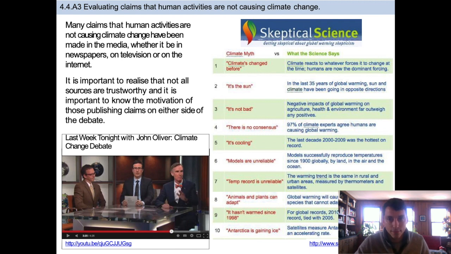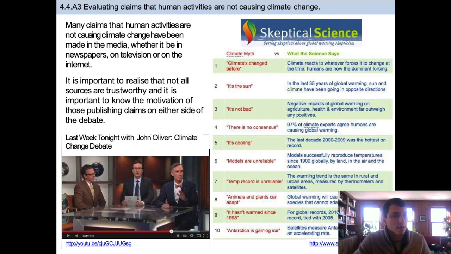Some people say it's not bad. Well, I think we can spend all day highlighting negative impacts of global warming for not just other species, but for ourselves as well, because it's going to impact agriculture, which is how we get our food. Some people say, well, there's no consensus. Scientists are still arguing it. That's not true. 97% of climate experts agree that humans are causing global warming. That's about as close to 100% of people agreeing on a single thing as you're going to get. Some people say it's actually cooling. Well, the last decade was the hottest on record. We consistently set record high months. These arguments, in general, are just not sound.